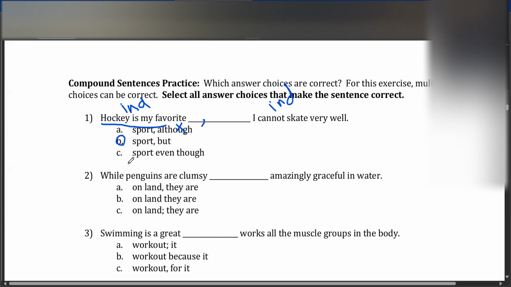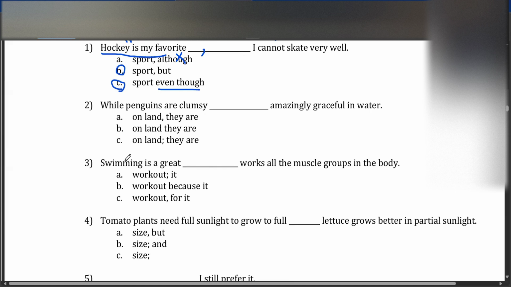Let's look at C. Do we have commas here? No. So it's a correct answer. Again, even though equals although. And as I told you, if we start with an independent clause and then a dependent clause, we do not use a comma in the middle. So the correct answer is A and C. But let's look at number two.